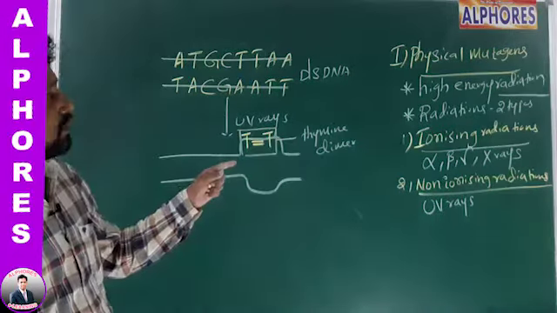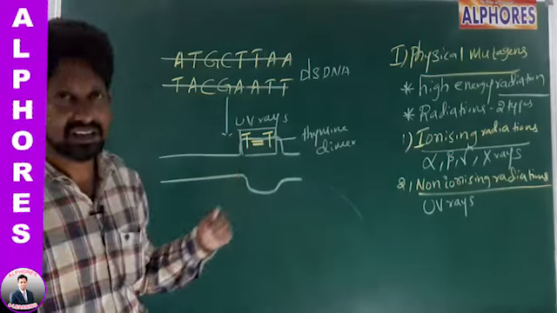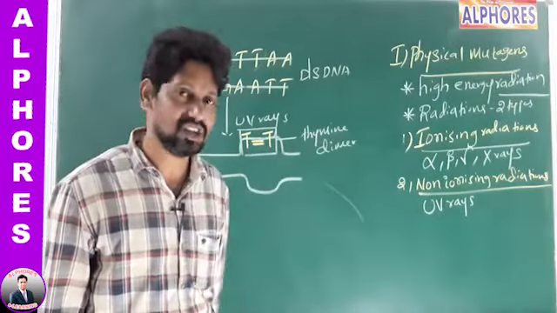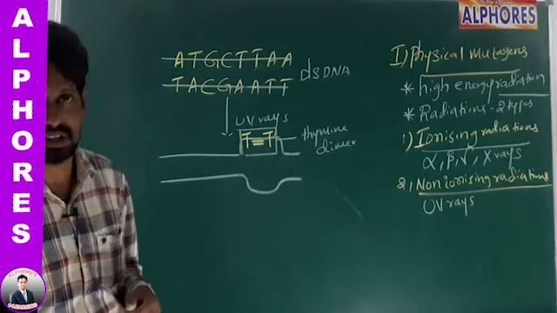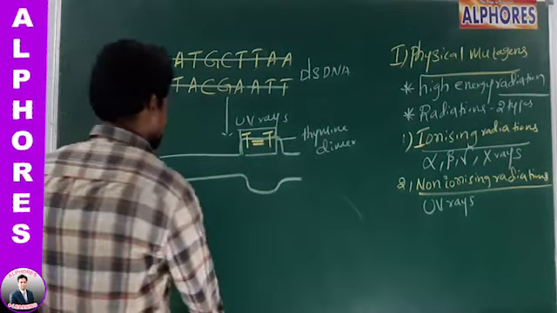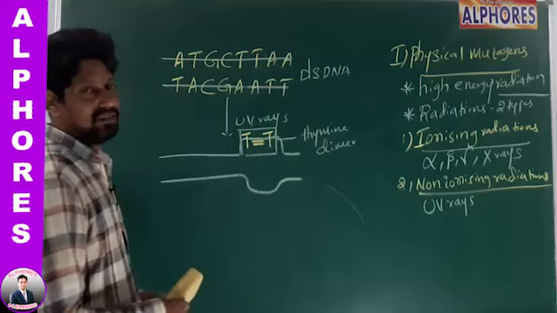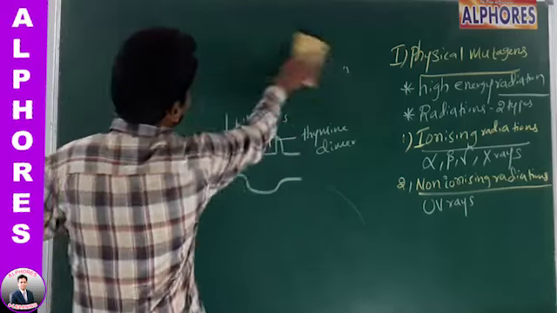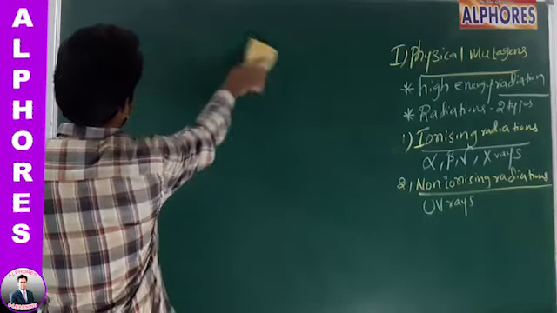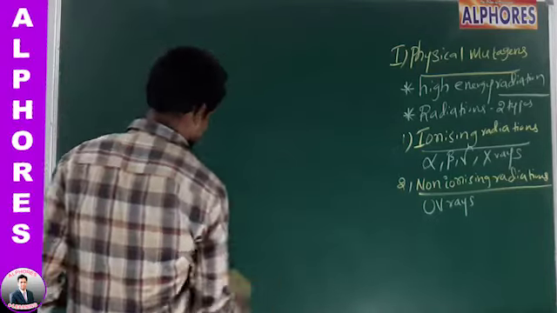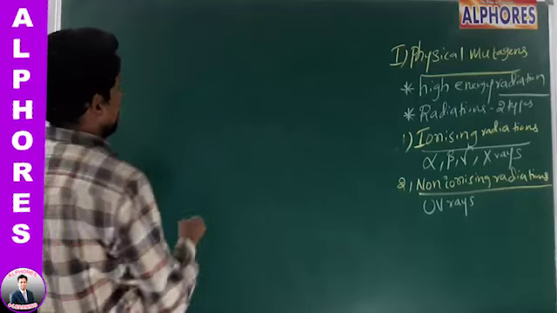Okay, this is about physical mutagens, which are nothing but high energy radiations, of two types: ionizing and non-ionizing radiations. Now go for the second one. What is it? Chemical mutagens. What are they?